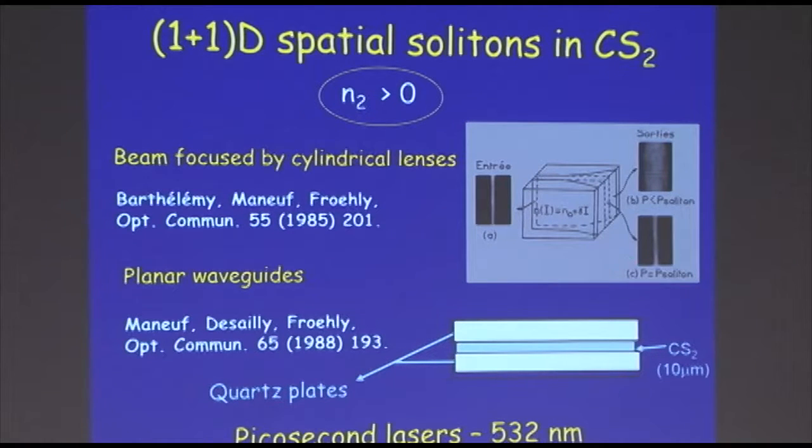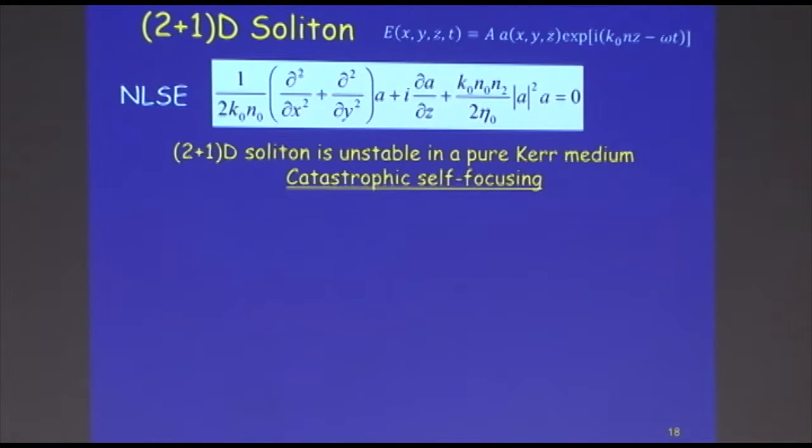Look for the profile of the beam. This experiment was done with the picosecond lasers in the green. So that's an example of a 1+1D soliton. That means one transverse dimension, propagating along the Z direction.